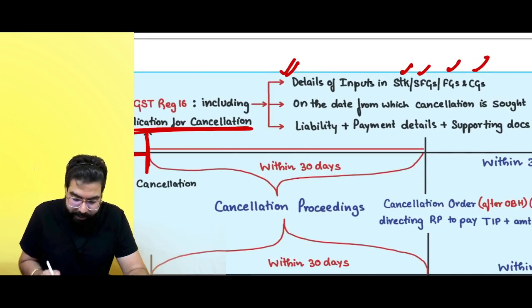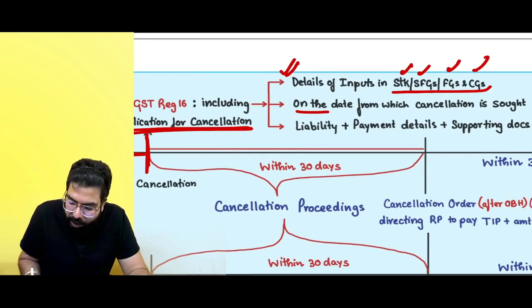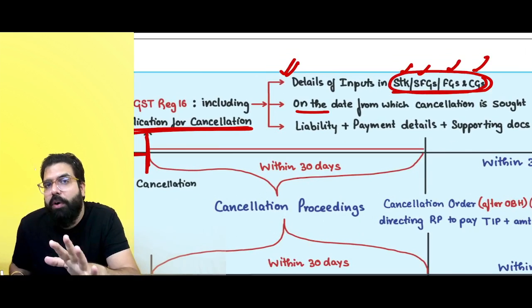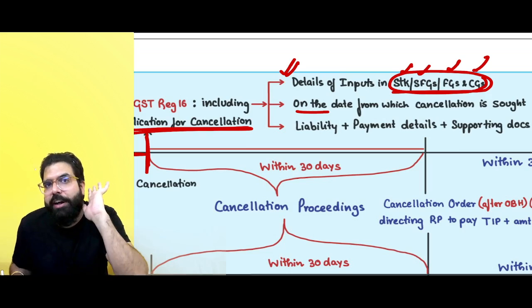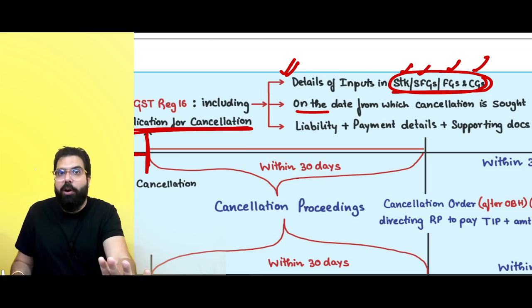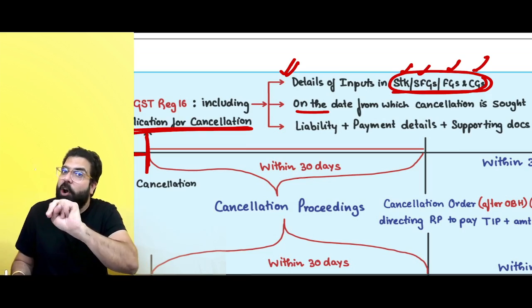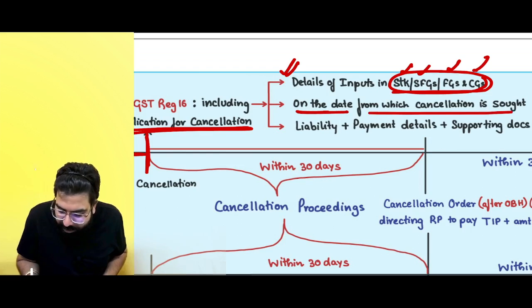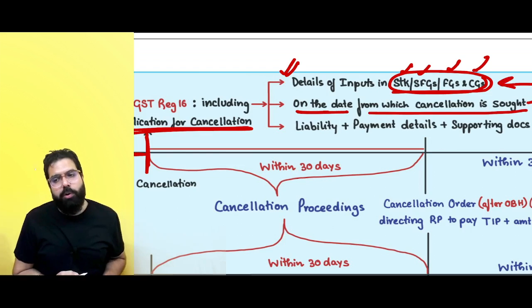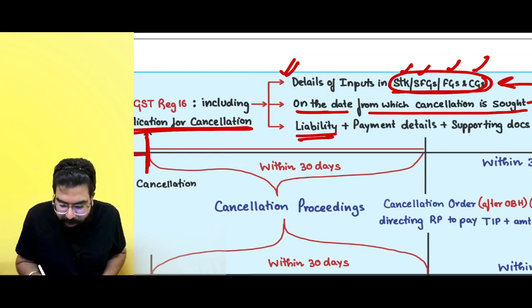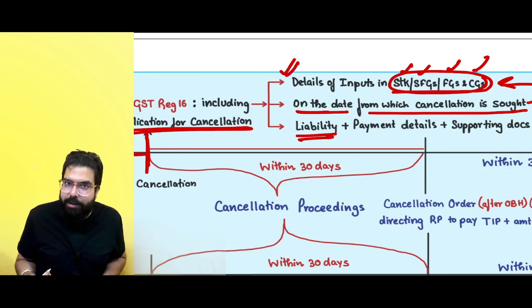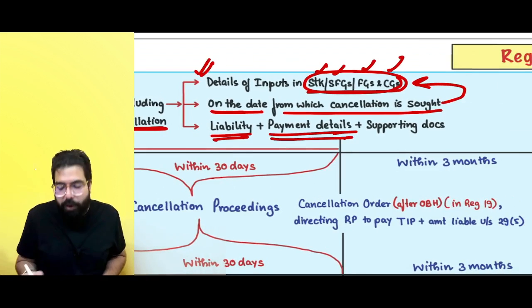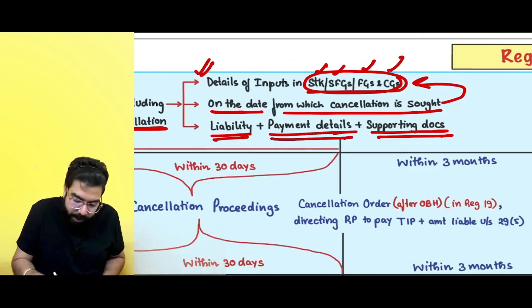From the day you are asking for cancellation, on that day, whatever your details of stock etc. are, have to be given, because the government wants ITC or output tax liability, whichever is higher, on that stock. So on the date from which cancellation is sought, you will have to give this detail, plus calculate the ITC or output tax liability, whichever is higher, plus make the payment, and provide whatever supporting documents are required for cancellation.